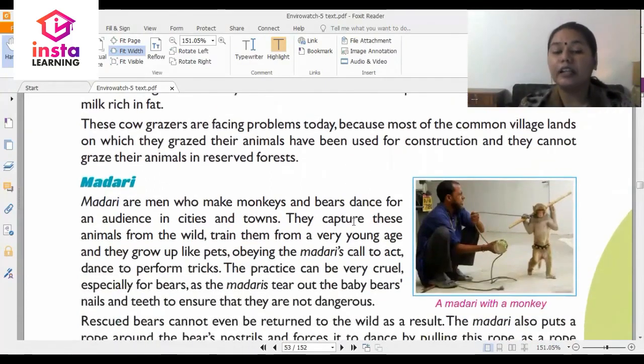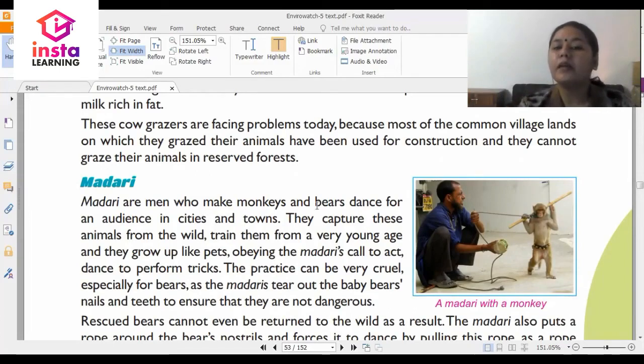Then you have Madari. I still remember when we were young, we used to see Madari very commonly in and around our locality. But somehow, even this is not seen. Yes, one of the reasons being that a lot of animal activists protested against it, that you cannot use an animal, probably to earn an income. You cannot use the animal in a way that you're mistreating the animal just to earn your income.